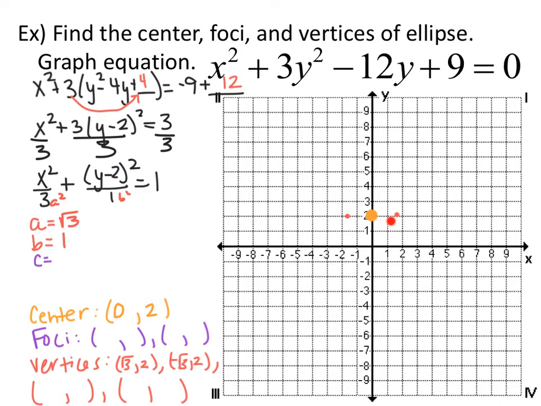I went plus root 3 and I'm still at a y value of 2, so I have root 3 comma 2. And I went negative root 3 and I'm still at a y value of 2, so I have negative root 3 comma 2.